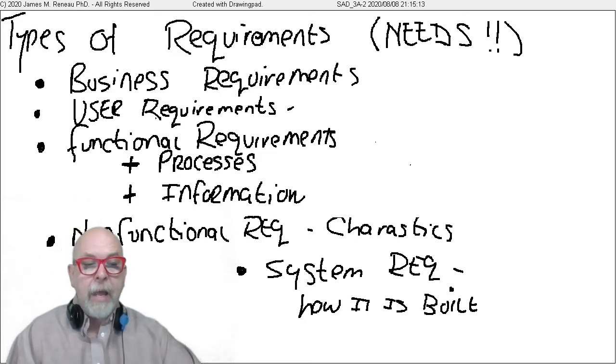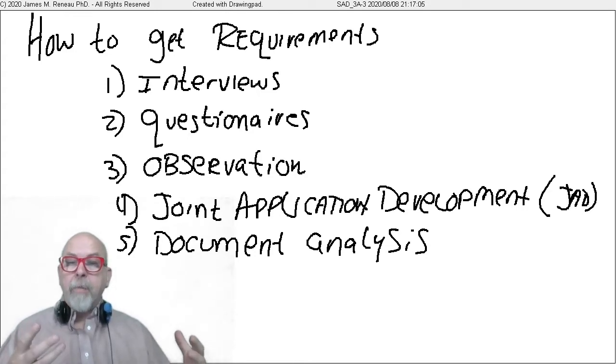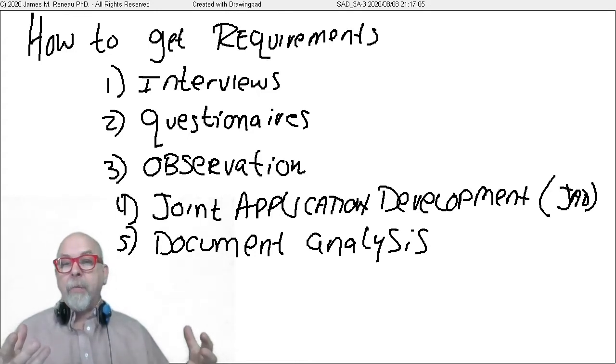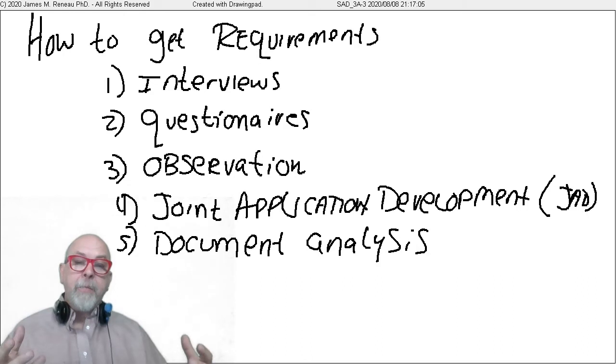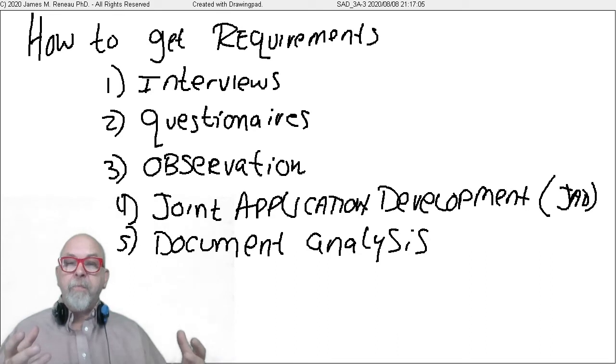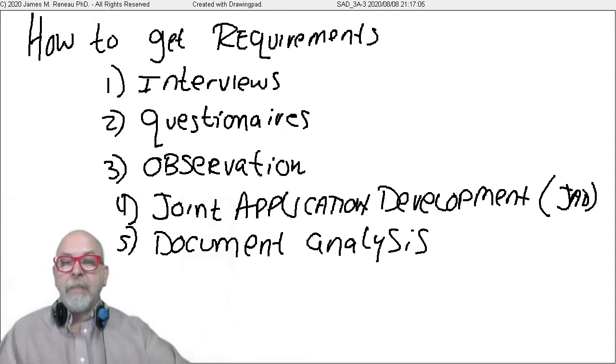There are five main techniques that I'm going to talk about for how to get these requirements from our users and from our managers, as we do this analysis. I think interviews, questionnaires, observations, document analysis, and then something called joint application development are the five big ways that analysts will use to dig in and get what those real requirements are. And I'm going to go through each of the five of these in detail.